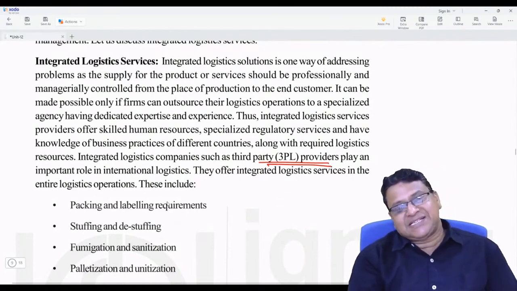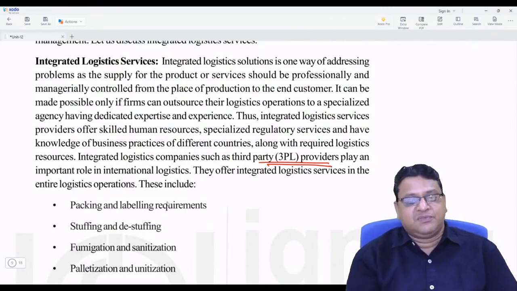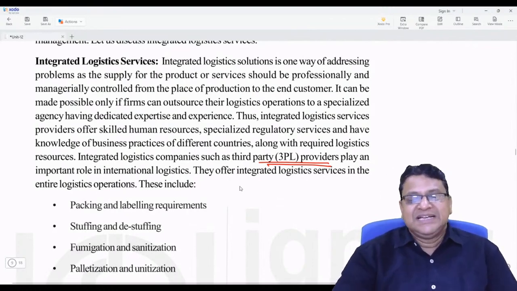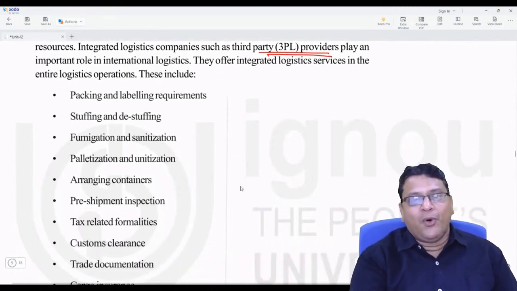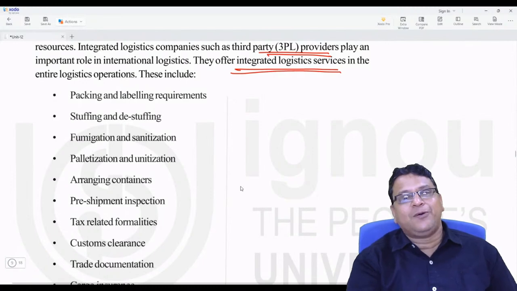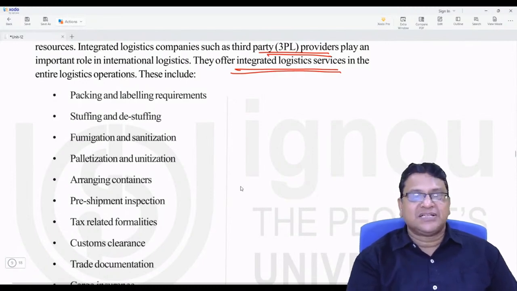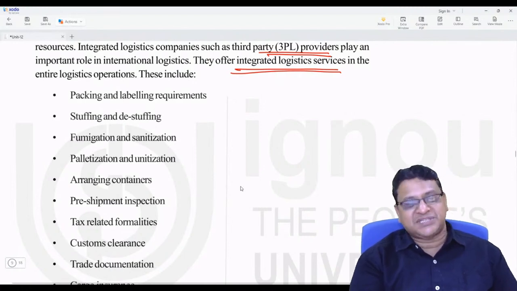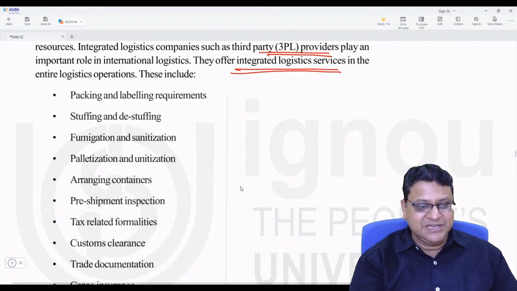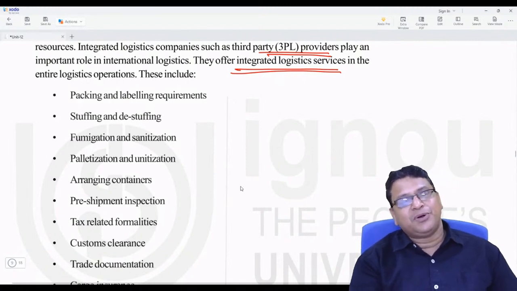They manage our entire logistics management operations. This is known as integrated logistics service. They provide all the services under one umbrella. This is known as integrated logistics services. What are the integrated logistics services? It starts from point of origin and ends with point of consumption.